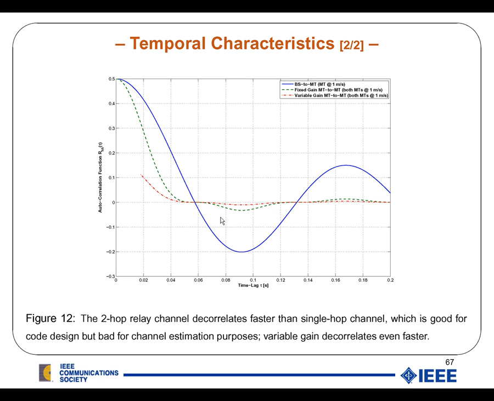If we plot this function, again, I plotted as a reference my traditional base station to mobile terminal link, where the mobile terminal moves at 1 meter per second, and we have a fixed gain mobile to mobile terminal link here, and the variable gain, where I remind you it does not hold for low values of the time lag, so that expression is truncated. As we can observe, again, the relay channel decorrelates faster, which is good for the co-design, as I had alluded to before, but is not as good for channel estimation purposes.